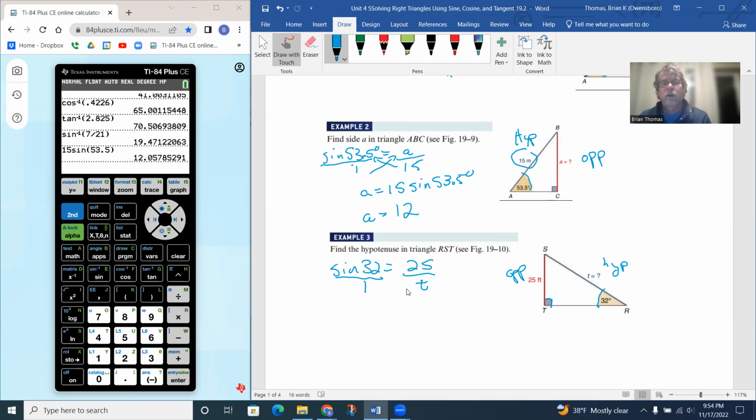So if we solve this, we can cross multiply. So we're going to have t times the sine of 32 is equal to 25. And then to get t by itself, we need to divide both sides by the sine of 32.